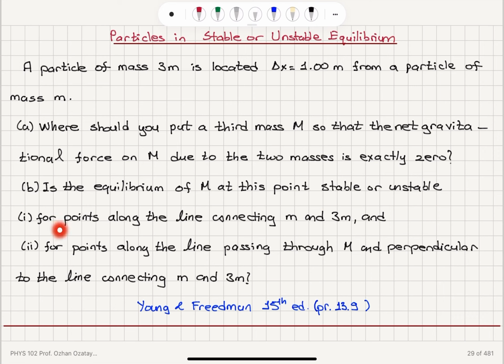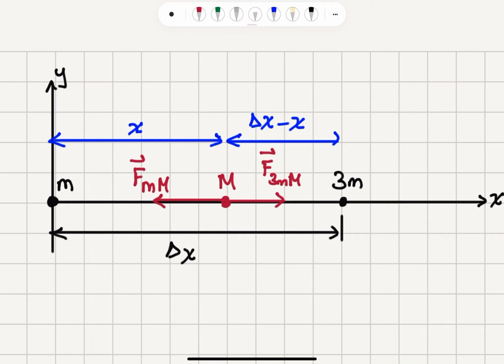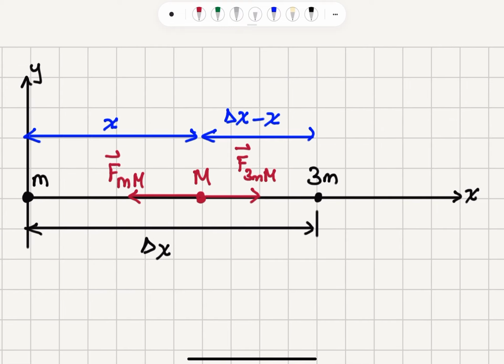For the first scenario, for points along the line connecting M and 3M, and second scenario for points along the line passing through capital M and perpendicular to the line connecting M and 3M. So here is the situation. We have M and 3M at a distance delta x from each other. We're placing another mass capital M in between them, at a certain location, a distance x from M, a distance delta x minus x from 3M, such that the net gravitational force on capital M is zero.